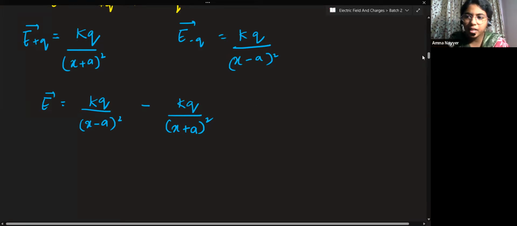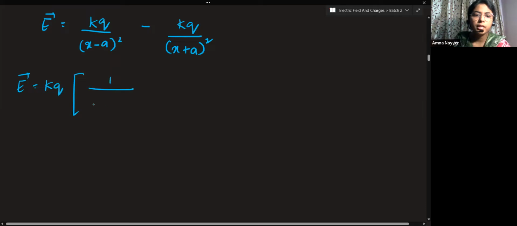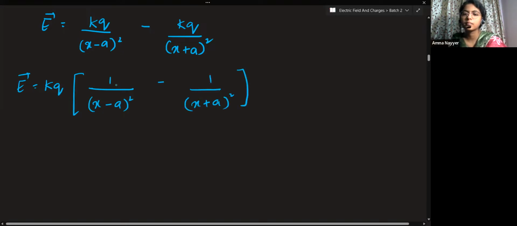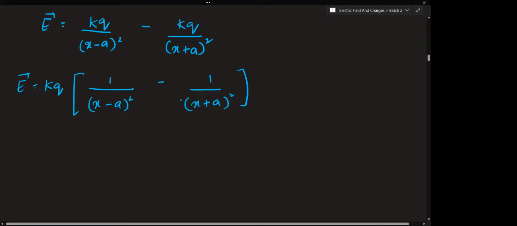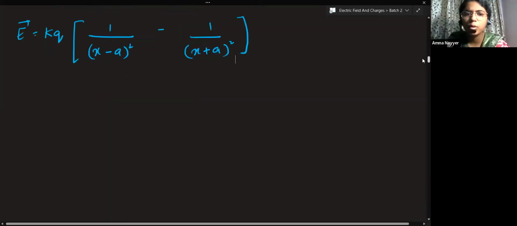Now see, we can take KQ common from both of them. KQ is common here, KQ is common here. So the electric field, KQ can be taken out common. What will be left? 1 by (x minus a) whole square minus 1 by (x plus a) whole square. Is it clear till here? Yes, ma'am. All right.